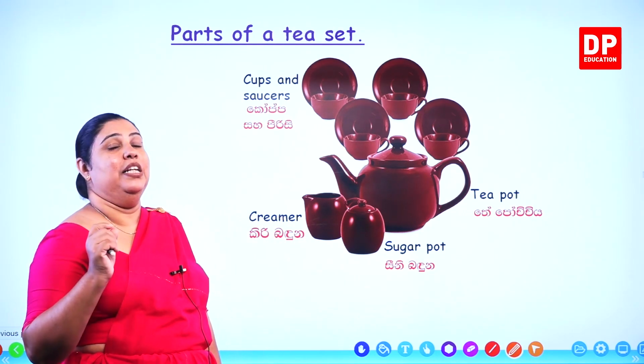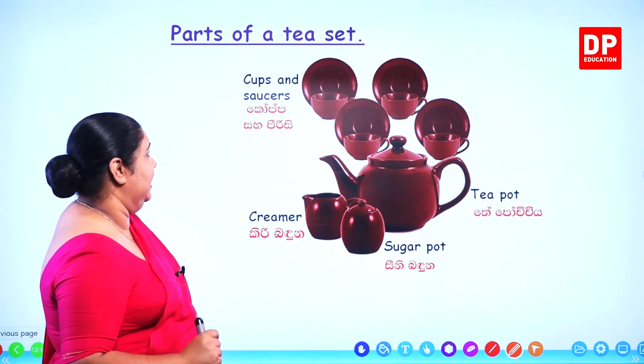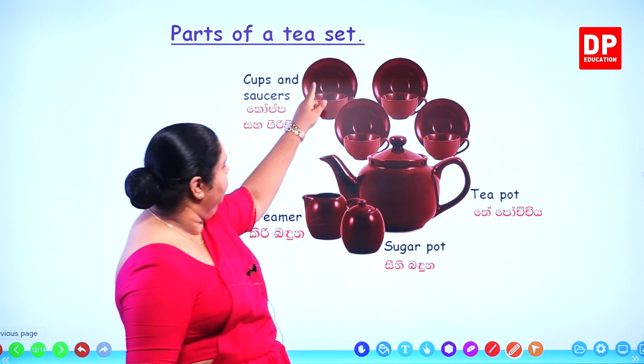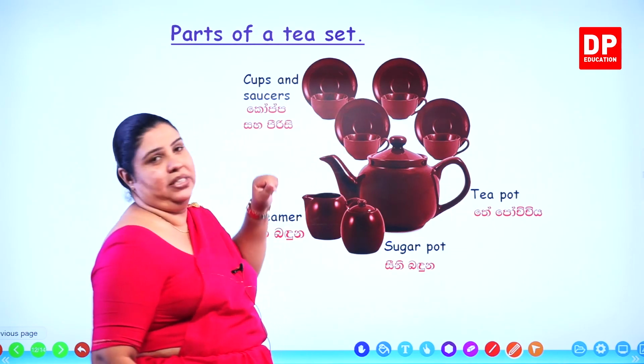So these are the little parts in a tea set. Now can you see? These are the cups and the saucers.